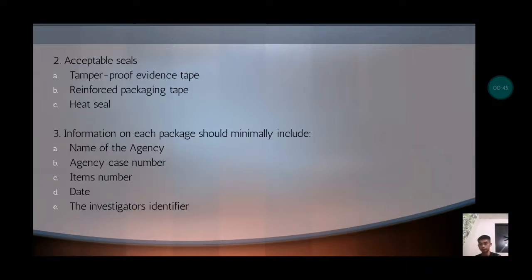Number 2 is acceptable seals. A is tamper-proof evidence tape, B is reinforced packaging tape, and C is heat seal.